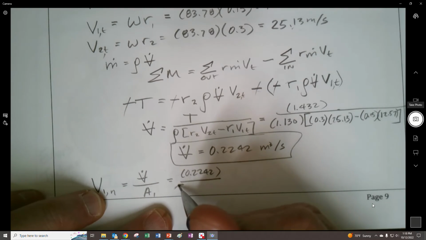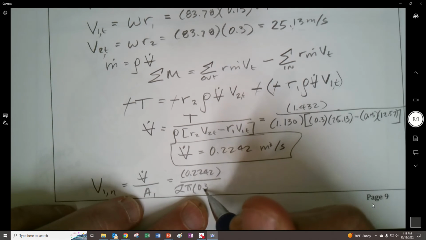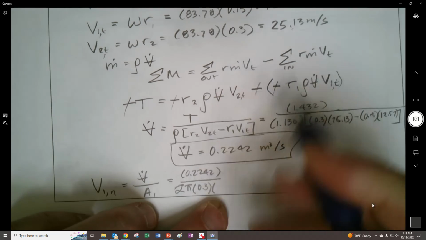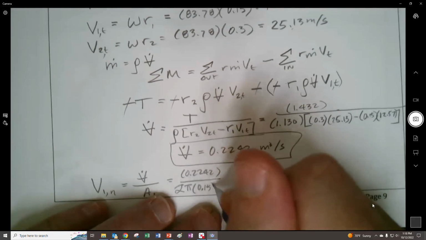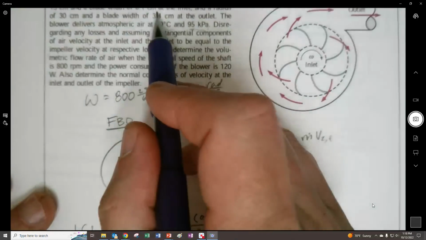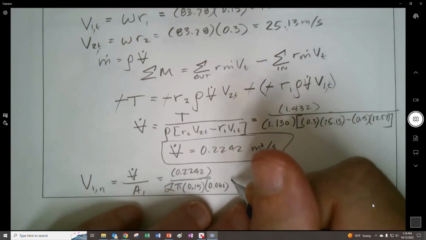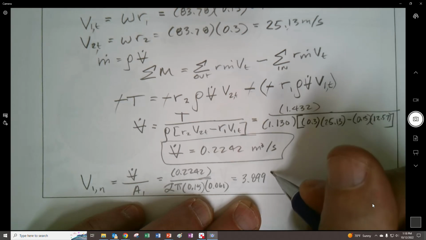So it's going to be 2 pi, and then the radius, 0.15. Sorry. But now we need the thickness of the thing, which was 6.1 centimeters. So that's going to be 0.061. And we end up with 3.899 meters per second.